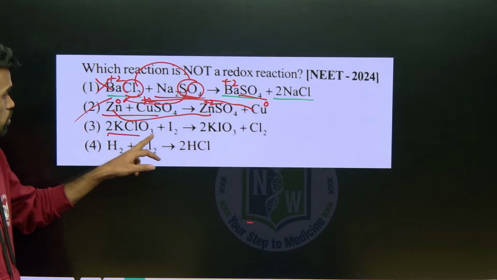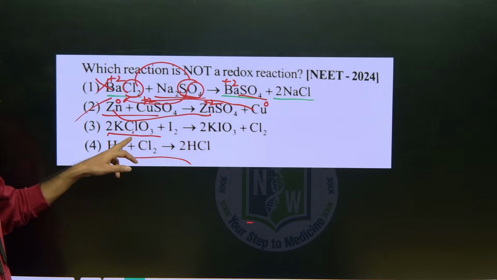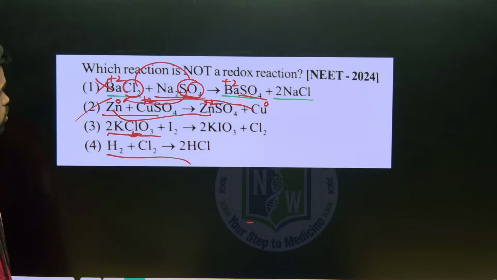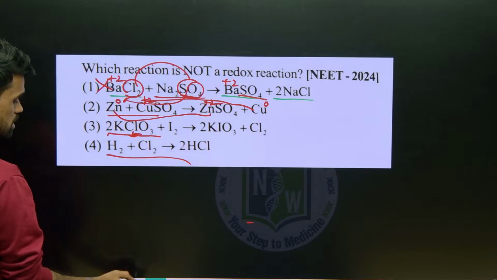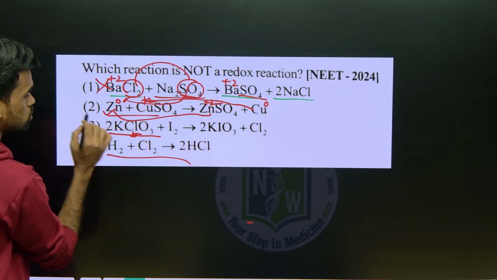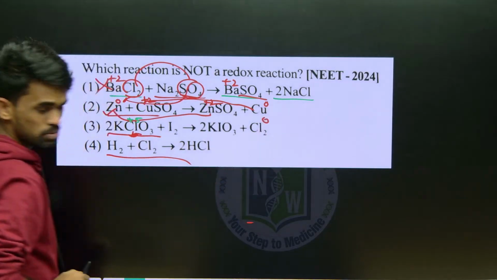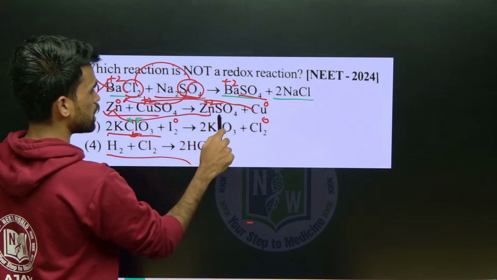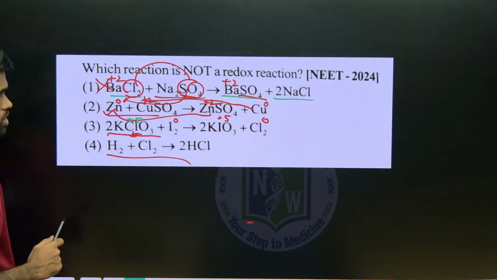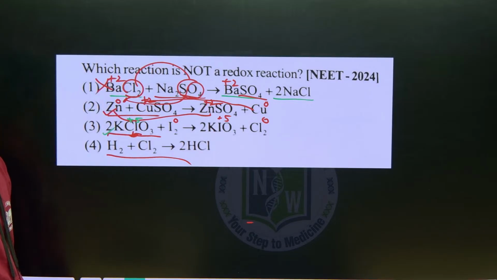Now next, what about these two reactions? See here, chlorine is in +5 oxidation state. What they are asking is which is not a redox reaction. Okay, so the second one is a redox reaction and the third one is also a redox reaction. See, chlorine here +5 forming 0, what is that? Reduction. So 0 is converting into +5. This is what? Oxidation for iodine. Okay, so this is also a redox reaction, with both oxidation and reduction.